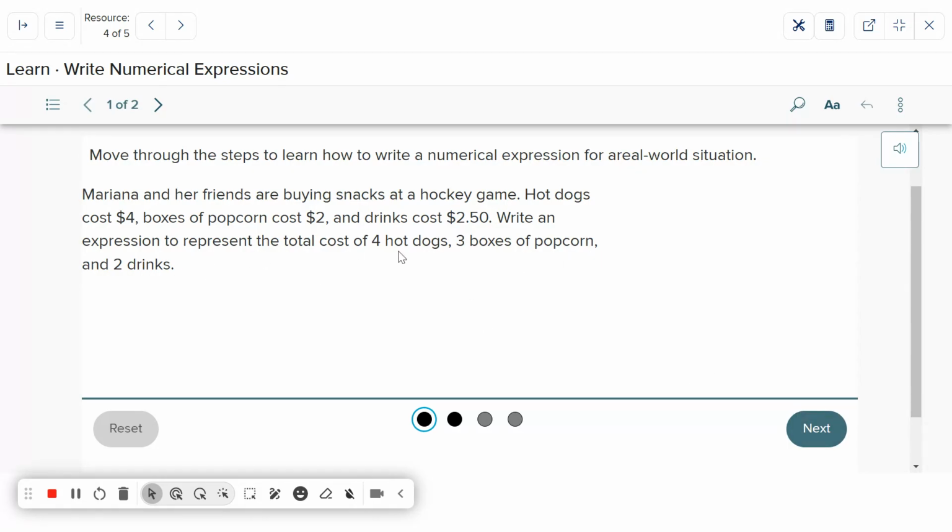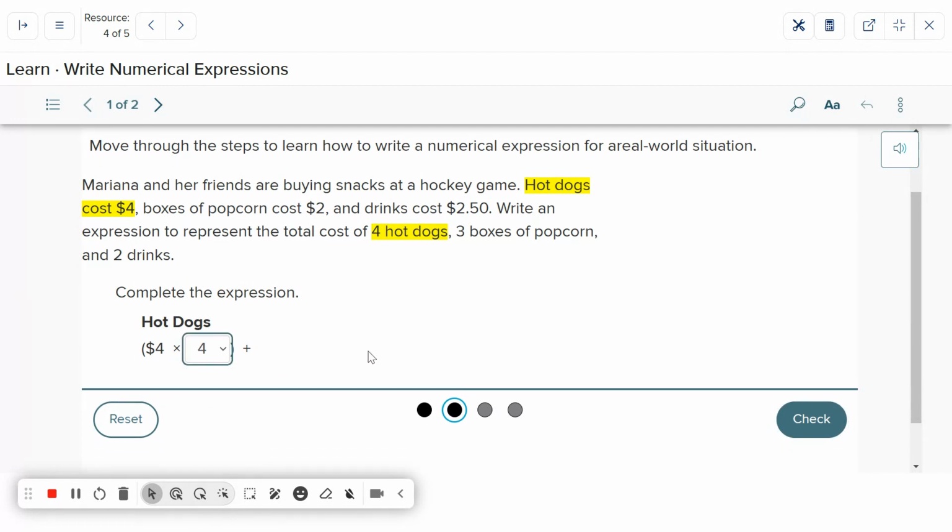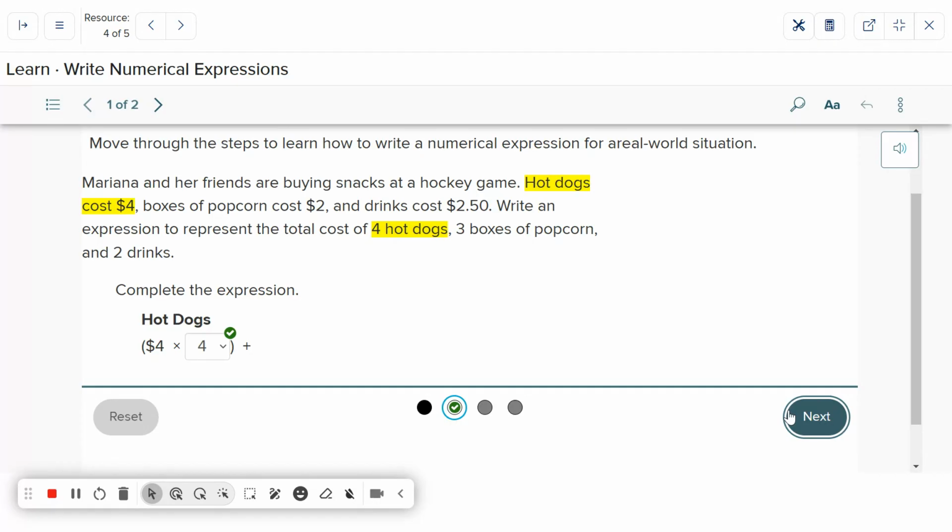Okay, so 4 hot dogs, 3 popcorns, 2 drinks, and these are how much they cost. So we are looking at hot dogs first. Hot dogs are $4 and we're getting 4 hot dogs. So we can complete this expression here. So we have $4 times 4 hot dogs. Okay, that's from the problem. And then we've got $2 boxes of popcorn and we want 3 of them. So we can put 3 here.